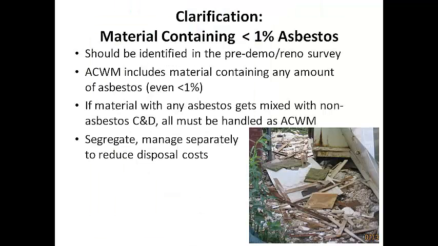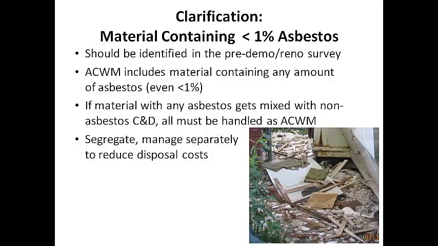In Massachusetts, material that contains any amount of asbestos, even less than 1%, is regulated. All materials that contain any amount of asbestos should have been identified during the pre-reno demo survey. ACM identified by the survey needs to be abated before it is disturbed.